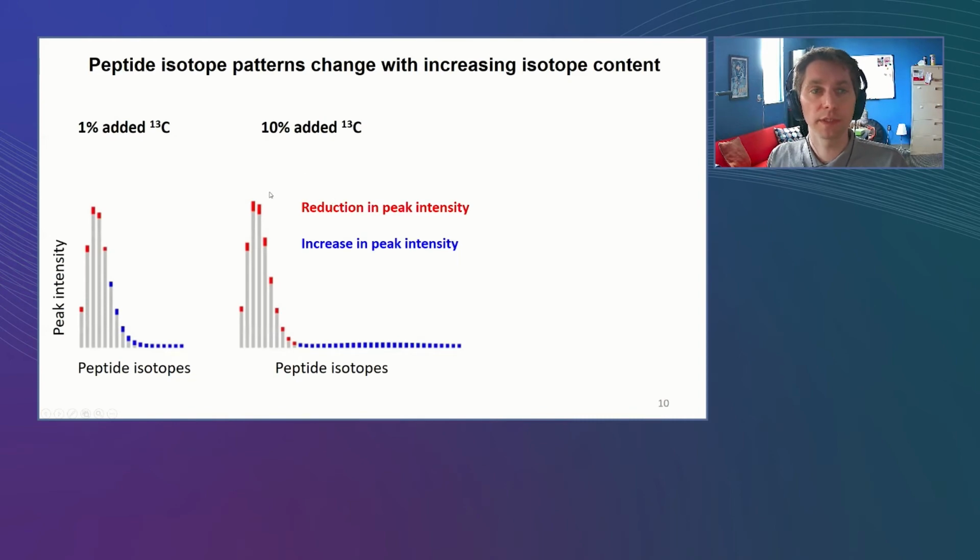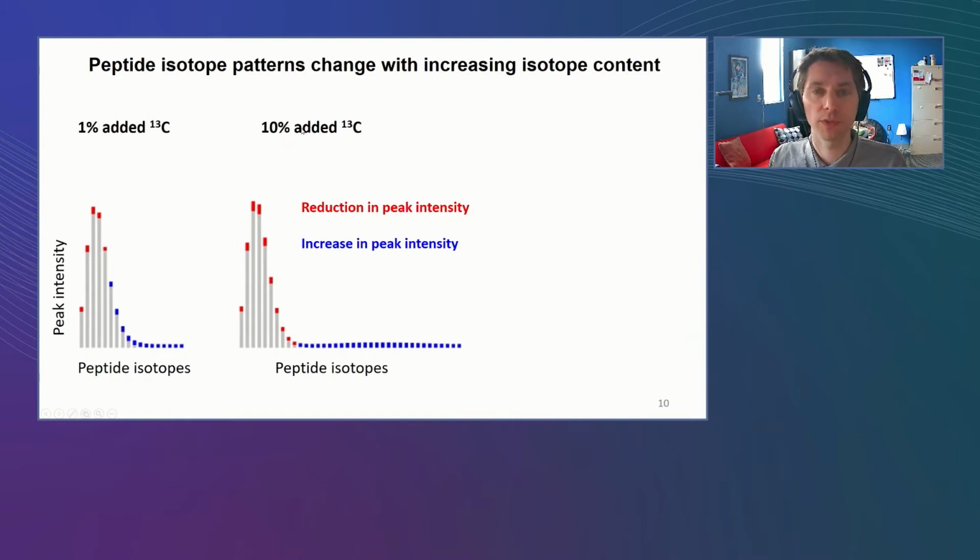And so just to illustrate this a little more, if we artificially add labeled carbon-13, the heavy form of carbon, to peptides, either 1% or 10%, that really would significantly change the isotope pattern for this particular peptide. So here in this example, we have 1% added carbon-13, and you can see that would overall decrease the intensity, shown in red, of these front peaks here in the isotope pattern, whereas the later peaks would actually increase in intensity because there's more heavy carbon present.